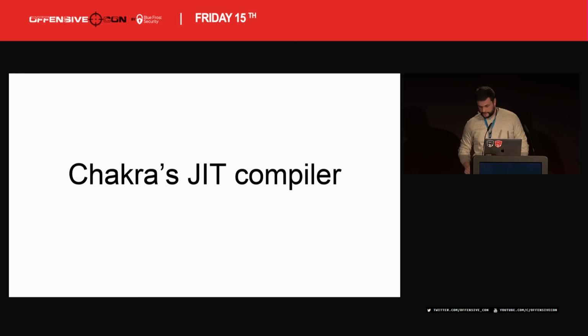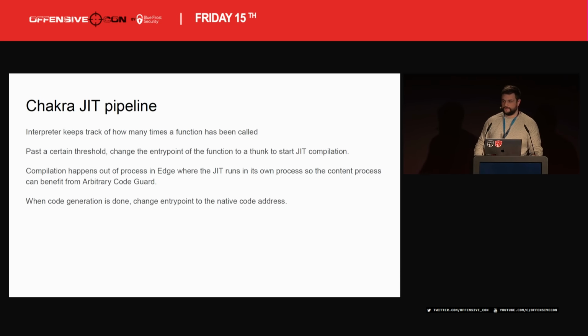So now I'll talk specifically about Chakra's JIT compiler. Basically, in the Chakra JIT pipeline, you have an interpreter. As I said, every time you call a function, it will keep track of how many times that function has been called. This is a simple counter. Past a certain threshold, the interpreter will say, oh, this is being called a lot, let's JIT compile it. So it will basically change the entry point to something that will start JIT compilation.